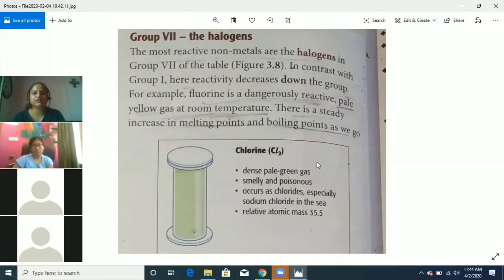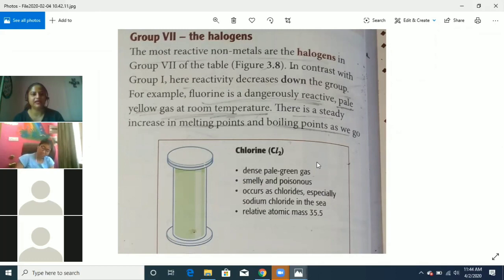The most reactive non-metals are halogens. The halogen group is the most reactive group of non-metals. The seventh group is most reactive, in which we have fluorine, chlorine, bromine, iodine, and astatine. F, Cl, Br, I, and At. No need to learn this pattern because the periodic table will be given to you in the exam. But you just learn how many elements are present in the halogens, how many elements are halogens. Okay.